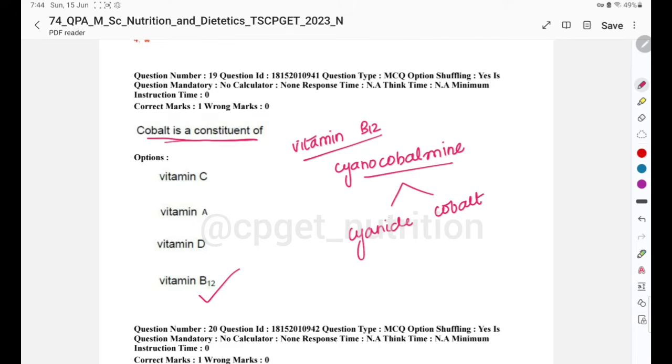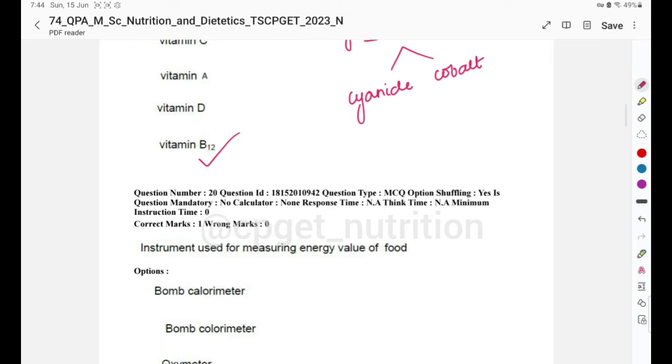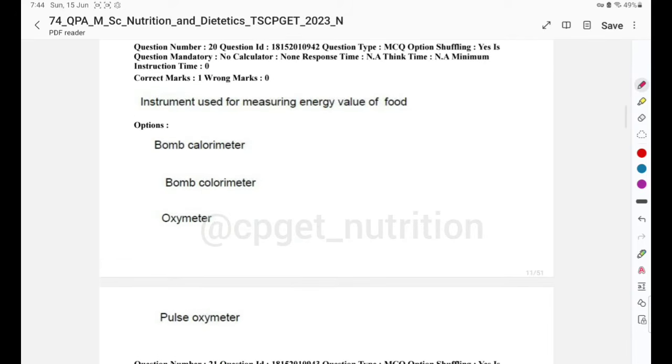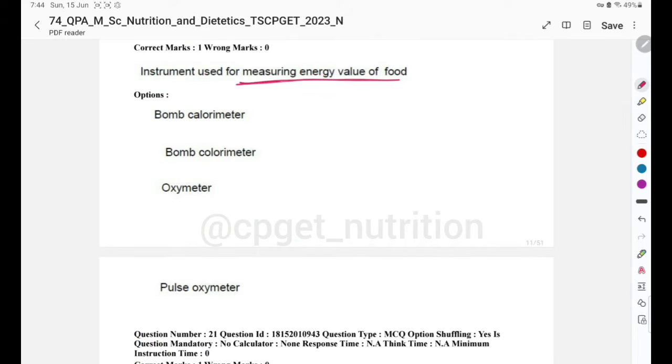Moving on to the next question, instrument used for measuring energy value of food. So the correct answer is the first option, bomb calorimeter. Remember that it is CALORI, calorimeter, and not calorimeter, right?